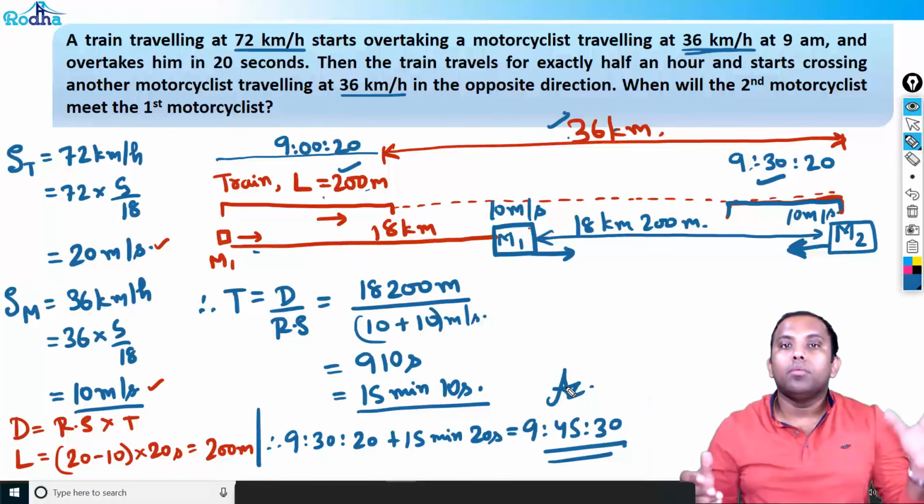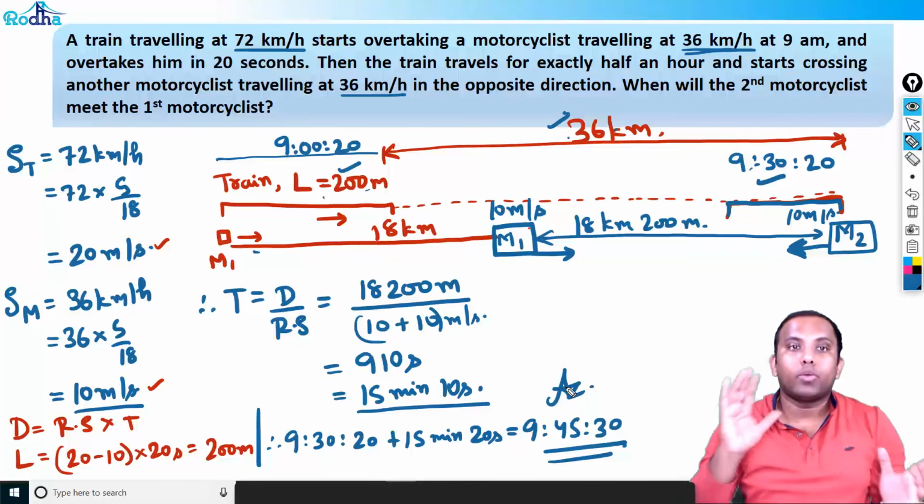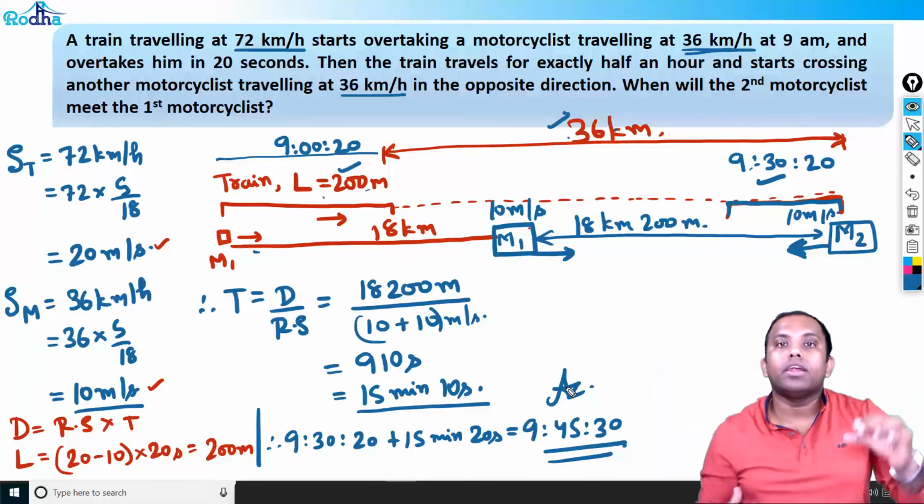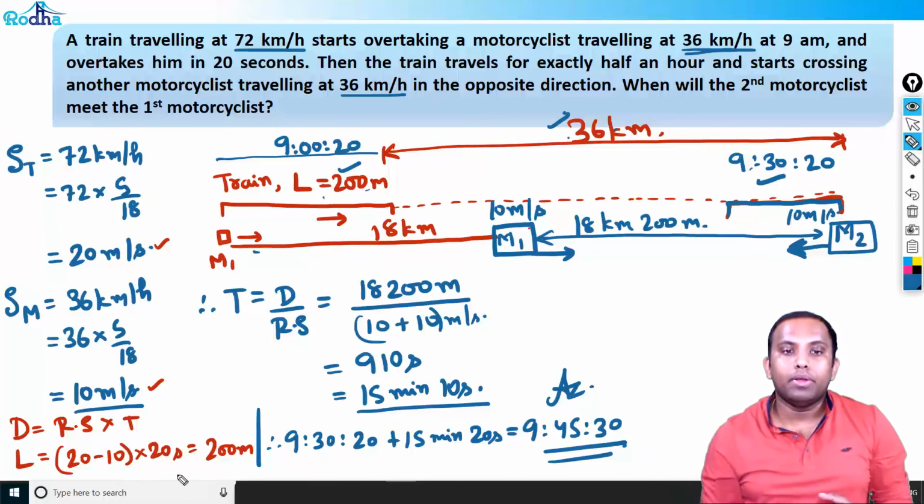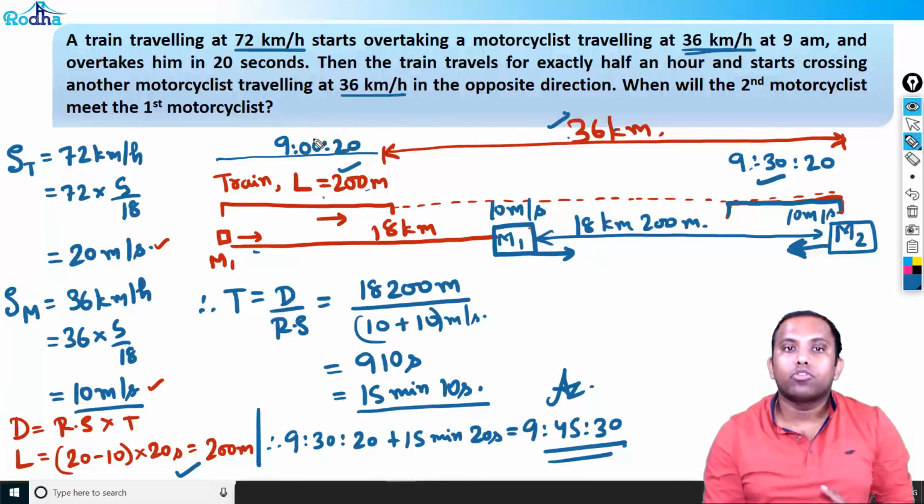Here the bike is moving at 10, the train is moving at 20. In the same direction, what is the relative speed? 20 minus 10, 10. So you got the length of the train as 200 meters here. Now the train travels for exactly half an hour, right? At 9 a.m. it started overtaking a motorcyclist, and in 20 seconds it completely overtook. So 9:00:20 is the time now.